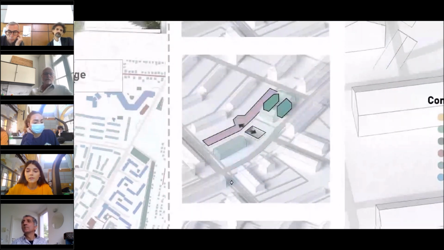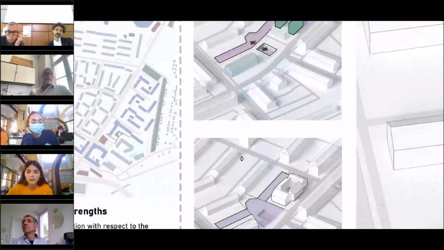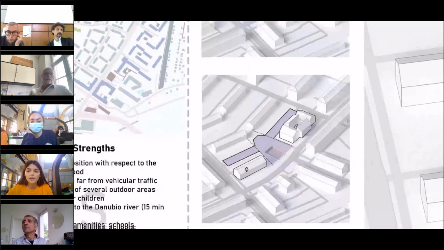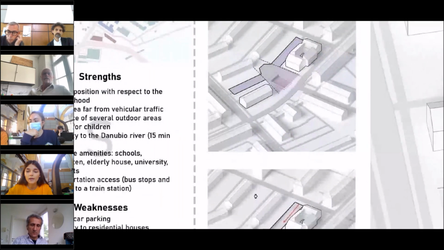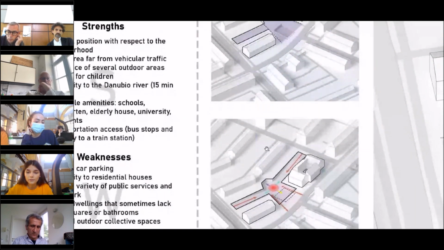And to get to this place, we have four ways. Two ramps from the northern and southern parts, also from the side of the main road.